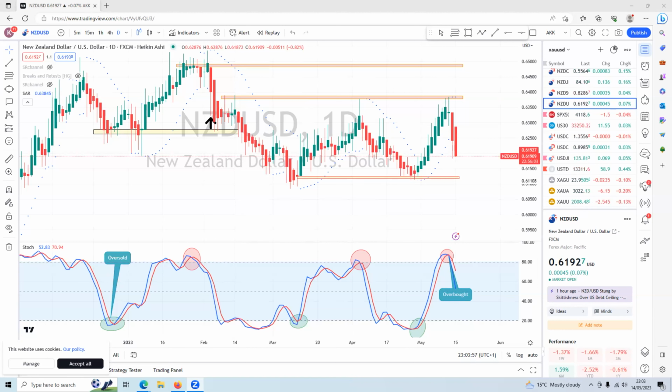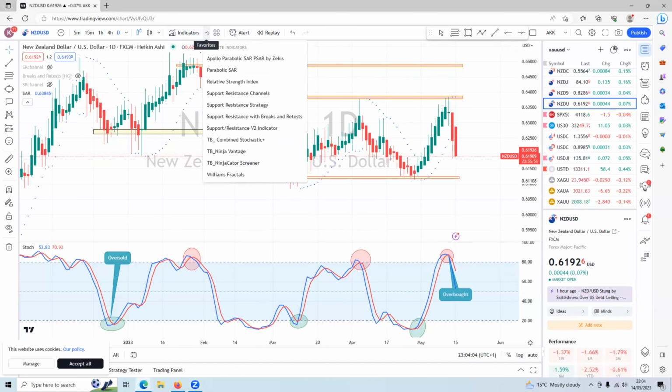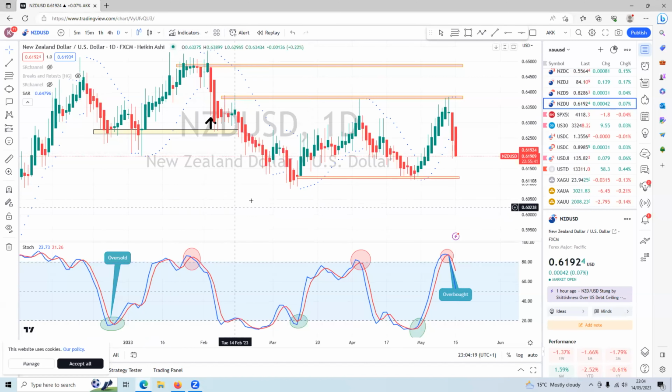So indicators. At the top of your screen here, you will see a little thing that says indicators, and you can go down a drop-down menu, and there are so many indicators you can choose from. But for the BYOB platform, we're going to be looking at probably two: one called the parabolic SAR and your stochastic. You can choose that from your indicator list.